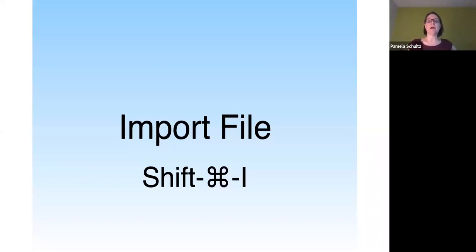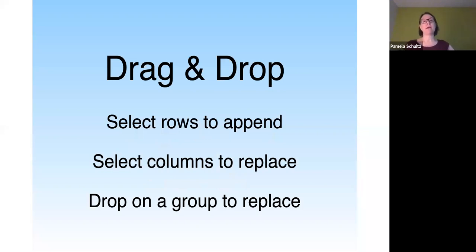This is something that is going to use the default logic. There's a shortcut for doing this that's shown on your screen, Shift-Command-I. And again, this is just going to use the default logic. When you do import file, you'd have no control over what the header is or what the column type is. Also, if you do drag and drop, this is another way of using the default logic. You can do some specification here when you are selecting rows where you want to append data, or selecting columns that you want to replace, or you can drop on a group to replace the entire group.